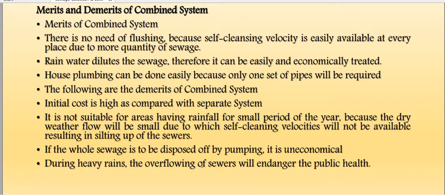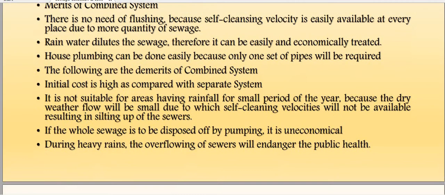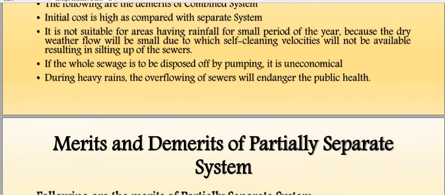During heavy rains, the overflowing of sewers will endanger public health. Meaning in such areas, if we have designed the pipe section for a medium size, and during some heavy rainfall the sewers overflow, then the sewage will spill out from the sewer line, and hence it will endanger public health, so we have to take measures to take care of public health.